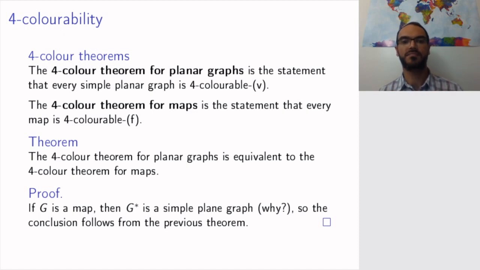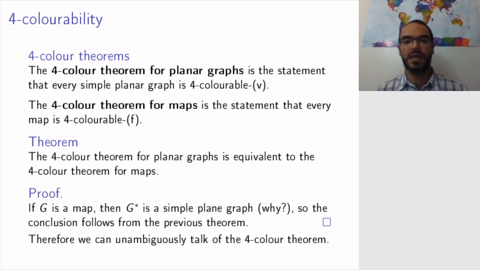Conversely, if you start with a simple plane graph, as we saw before, the dual was a map. So again, if you can color the original graph in a certain way, you can color the dual in the same way with respect to the faces. So this means that if you want to prove the four-color theorem for planar graphs, you can just as well prove the four-color theorem for maps, which is already nice. And that's why we can call these theorems just the four-color theorem, because the two are equivalent.